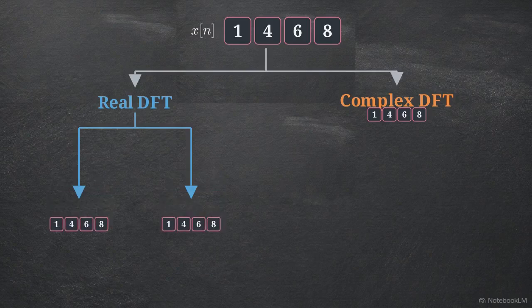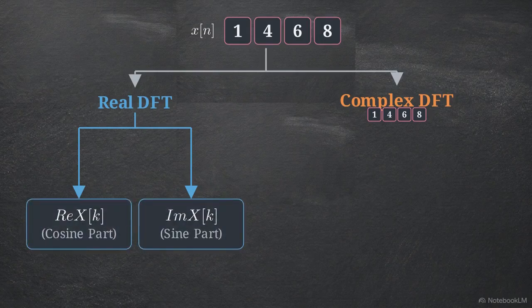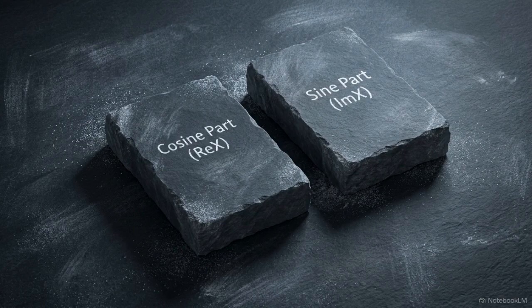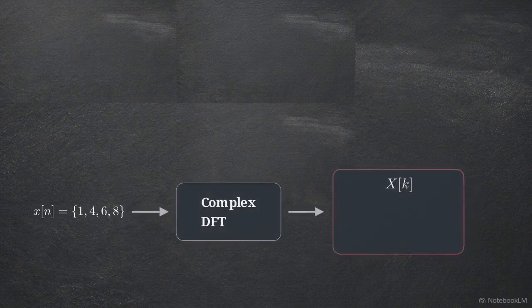The real DFT uses only real math, producing two separate arrays for every frequency bin. It records the cosine contribution in real x and sine in imaginary x. This architecture forces the system to constantly manage and reference two parallel notebooks of data to represent the phase of a single frequency. The complex DFT fuses this information into a unified complex array.